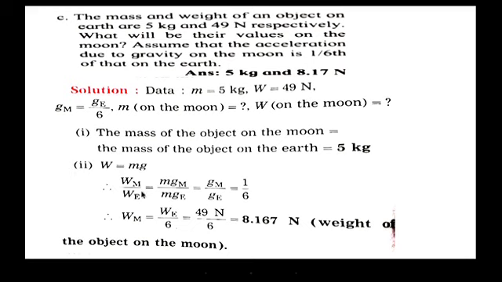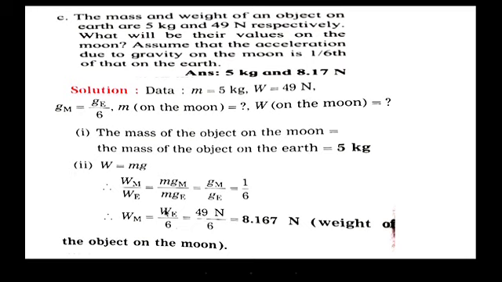So we have Wm upon We is equal to mgm upon mge. The mass gets cancelled. That is gm upon ge. And it is given that the acceleration on moon is 1/6 of the acceleration on earth. So it is 1 upon 6. So we have Wm upon We is equal to 1 upon 6.